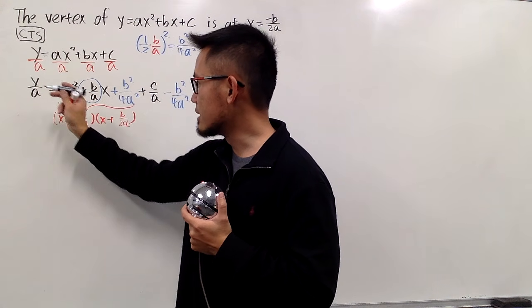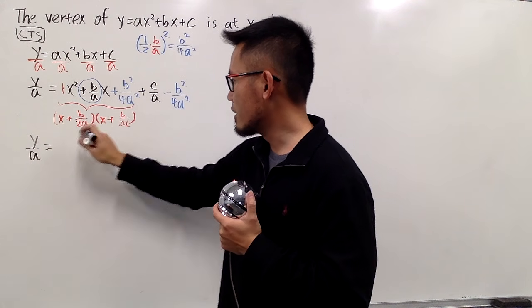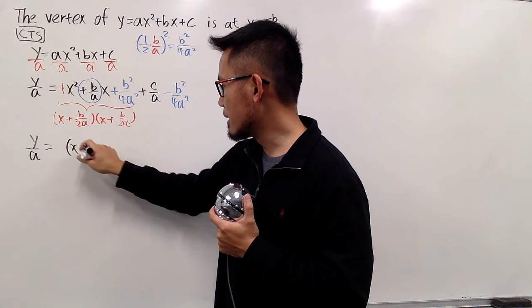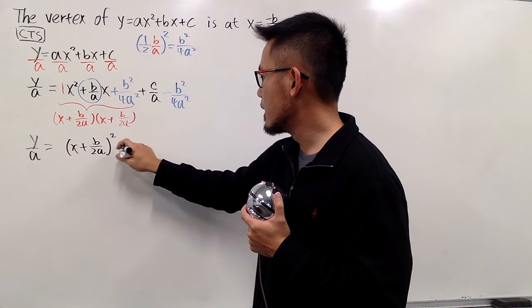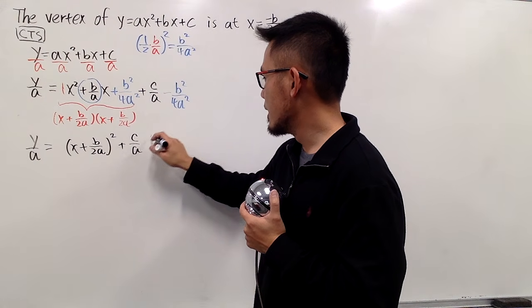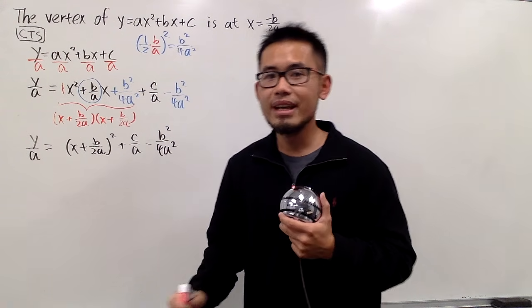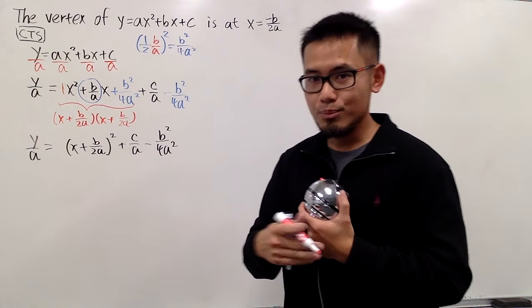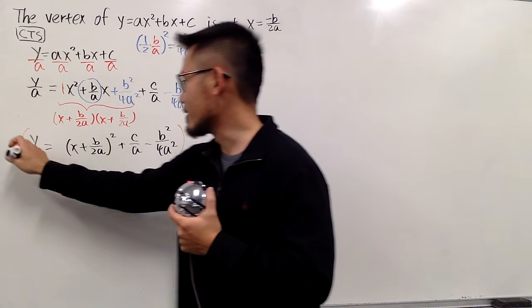We can write this down as the following. This is y over a equals, this right here is now x plus b over 2a, squared, and then plus c over a minus b squared over 4a squared. In the end, we can just multiply everything by a so that we have the equation in the form that we want. So let's go ahead and do that.